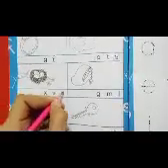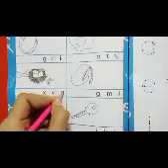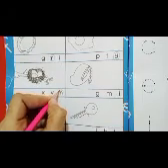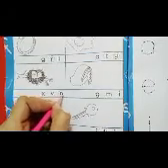Which picture is this? Do you know? Nest. Good. Nest. Where is the beginning sound? The beginning sound of nest is N. Circle the N and color the picture of the nest.